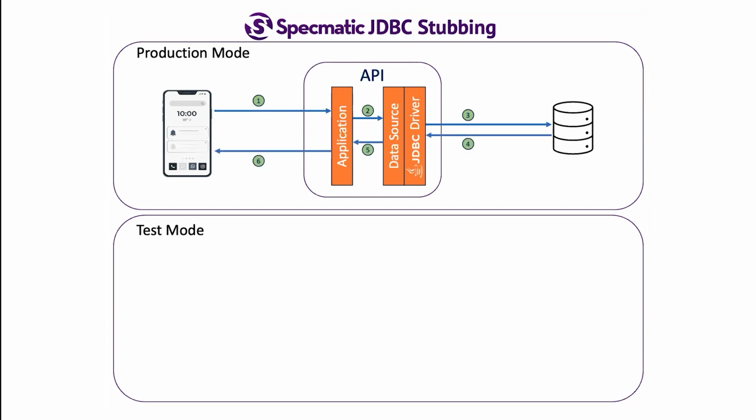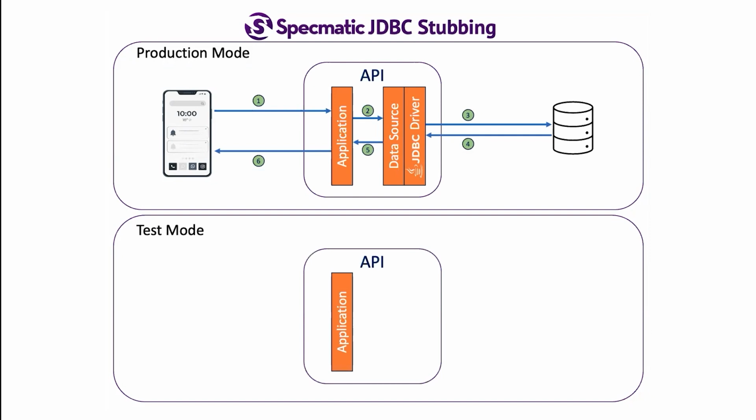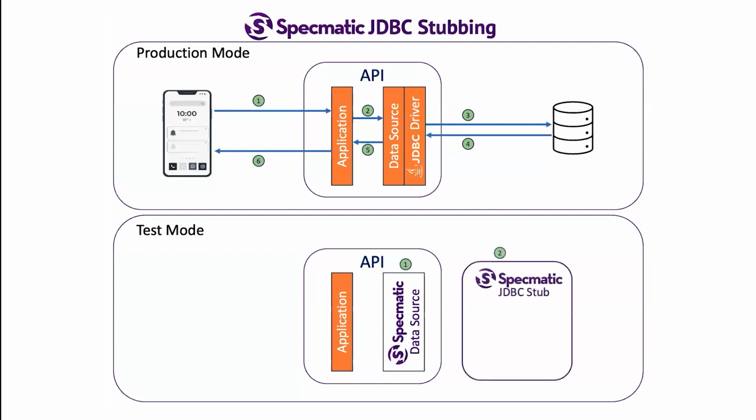Now, in order to test this API, we need to isolate it from its database dependency. For that, the first step is to switch out the data source with a Specmatic data source. This enables the API to talk to the Specmatic JDBC stub instead of the real database. Now, we can easily run any type of test without having to depend on a complex DB setup.